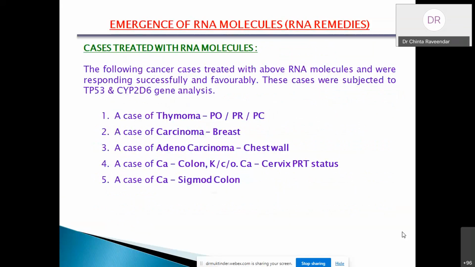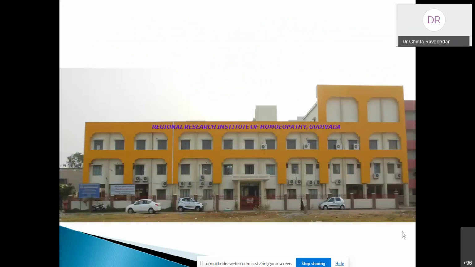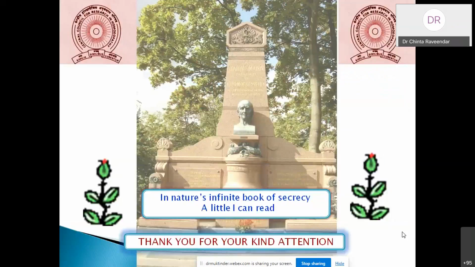And so with this, I could complete my presentation. I might have taken more time. I do not know with the organization. And this is our RRA Gudivada. Of course, I am away from the council for the last 22 days. I got superannuated from the council on 31st January. And this is our research center at RRH Gudivada. Then you all know, thanks for your kind attention. It's nature's infinity and book of secrecy. A little I can read and prostrate. So, sir, with this, I could complete my presentation. Sir, over to the organizers, sir.